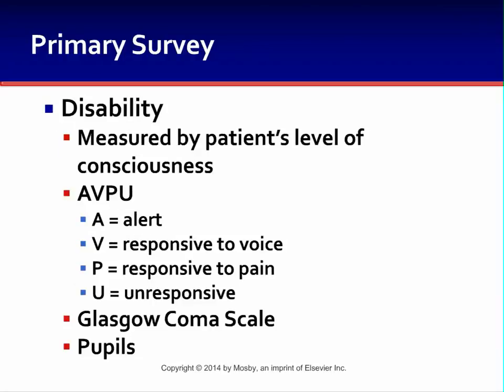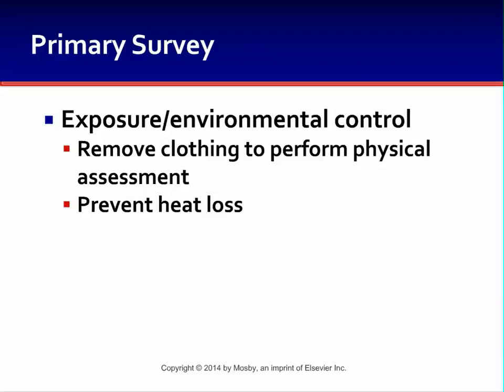As you're determining disability, measure the patient's level of consciousness using the AVPU method, the Glasgow Coma Scale, and pupils. Once the patient is exposed, it's important to limit heat loss, prevent hypothermia, and maintain privacy by using warming blankets, overhead warmers, and warmed IV fluids.